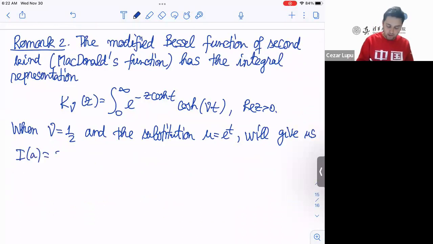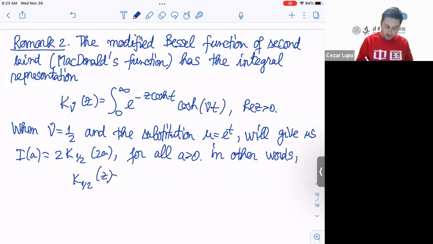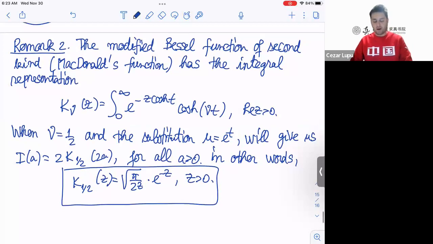So the integral that we found is nothing else than just 2 times K 1/2 of 2a, for all positive a's. So in other words, we have that K 1/2 of z is the square root of pi over 2z times e to the negative z, and this holds for z positive. So we have this formula. This is a very nice exercise. You can see how deep this Putnam problem is. All right, so these are the remarks. It's a very nice problem, though.